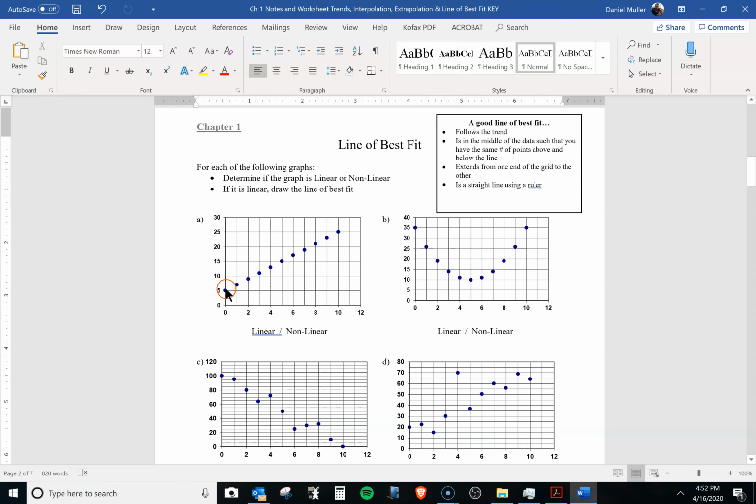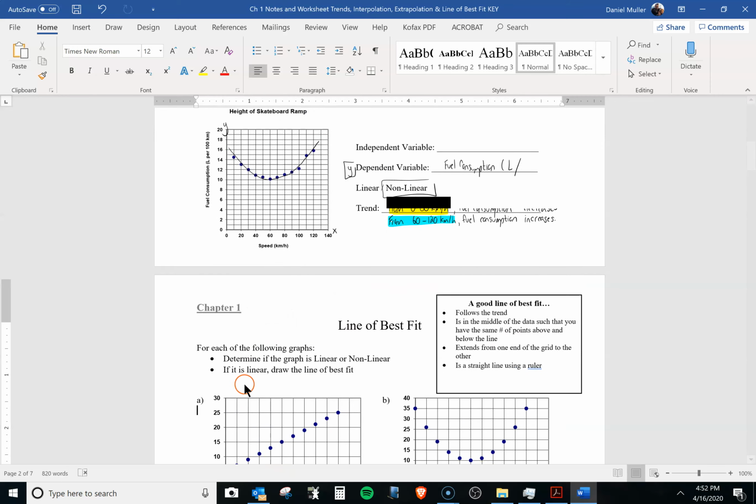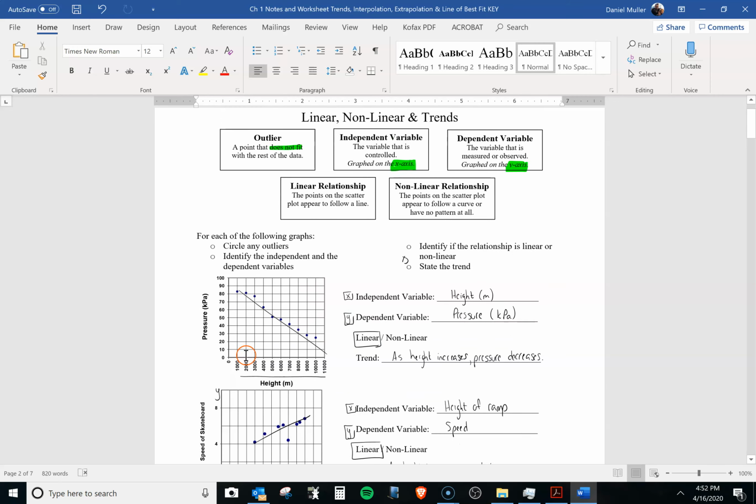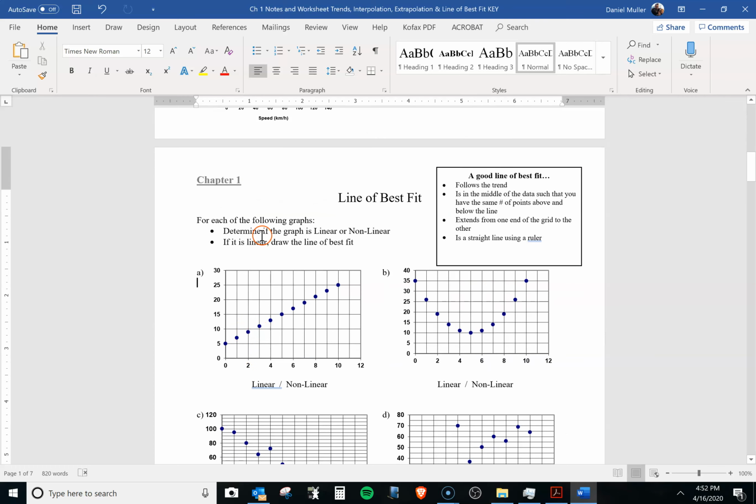So looking at A here, is this thing linear or nonlinear? It is clearly linear. It doesn't have a curve. Are there any points that I need to exclude, any outliers? In A, there are no outliers, so we are going to want to draw a line with a ruler. I'm just going to put a line here.